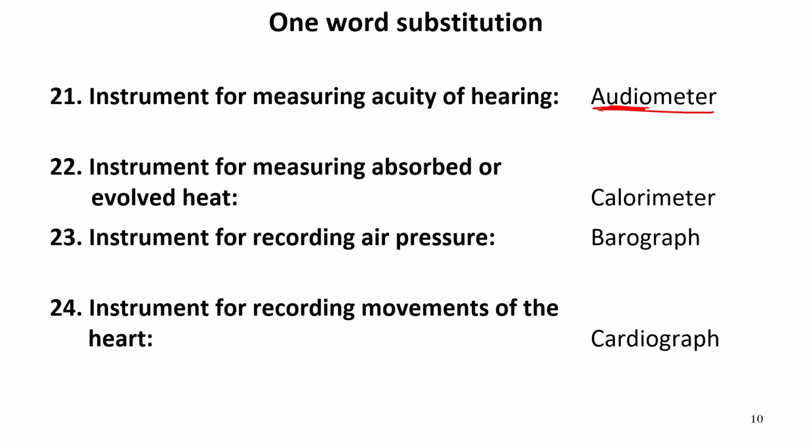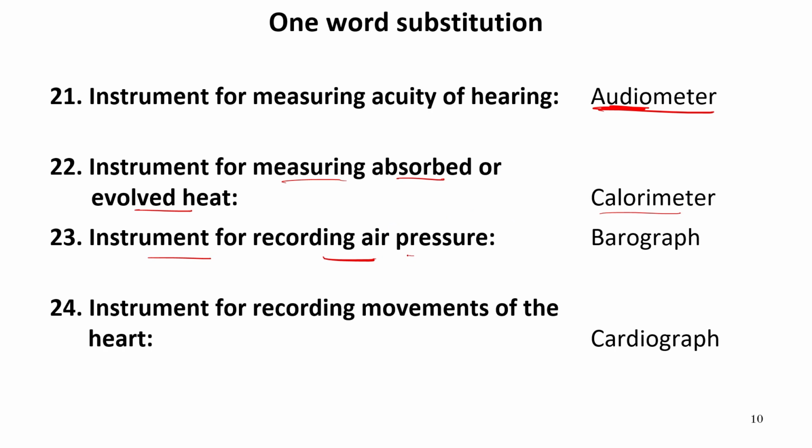Or what is the intensity of our hearing, that we hear properly, that we don't hear properly. That is always calculated with the help of an audiometer. Now, the instrument for measuring absorbed or evolved heat is known as a calorimeter.